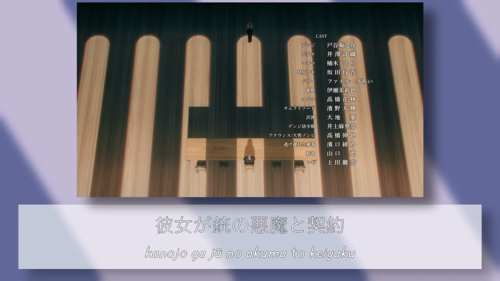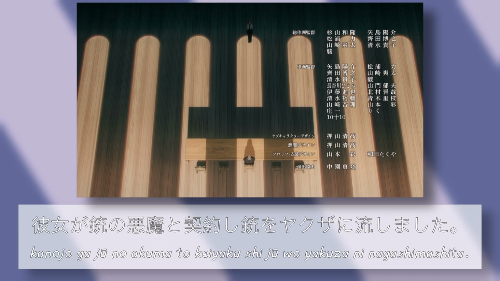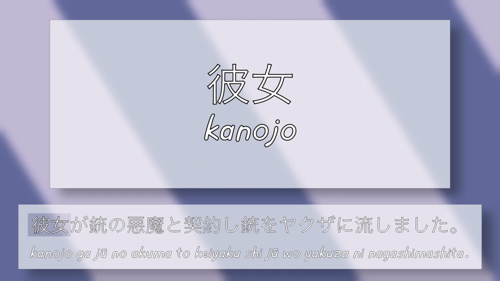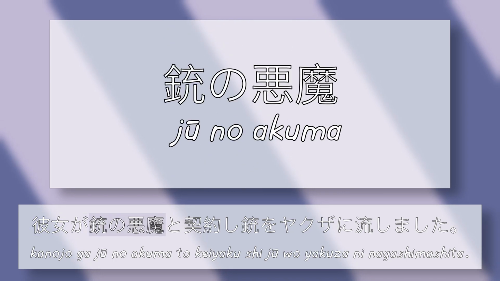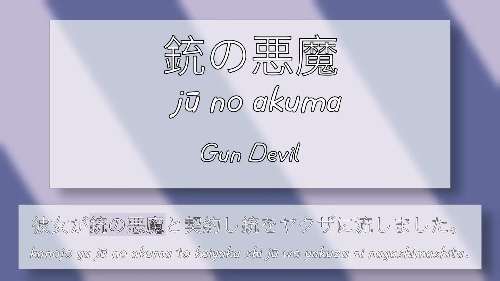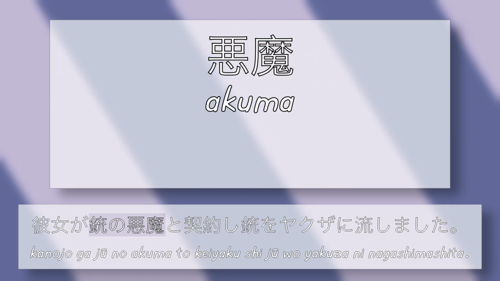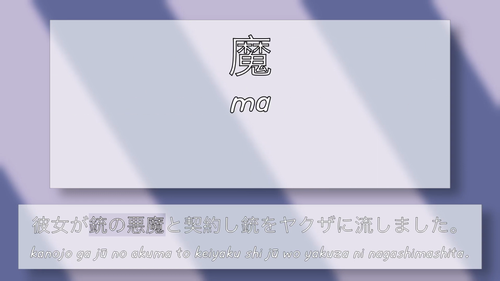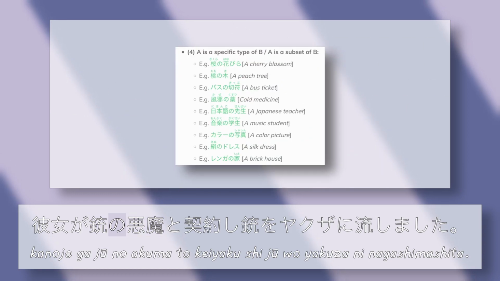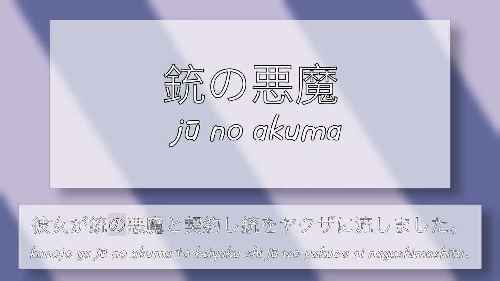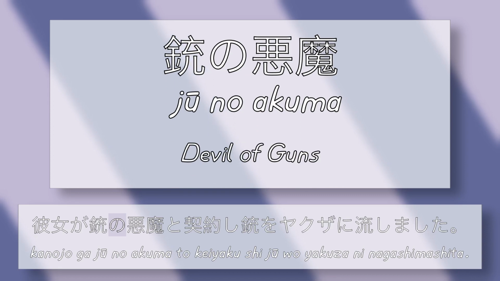Next sentence. First here is kanojo, which means she. And next is Ju no Akuma, which is the gun devil. Ju meaning gun and Akuma meaning devil or demon. The two kanji for Akuma are Aku meaning evil and Ma meaning devil, demon or evil spirit. This no here is not the same as the one before, but this one has a meaning that X is a subset of Y or X is a specific type of Y. You can think of the no here as meaning of, the devil of guns.